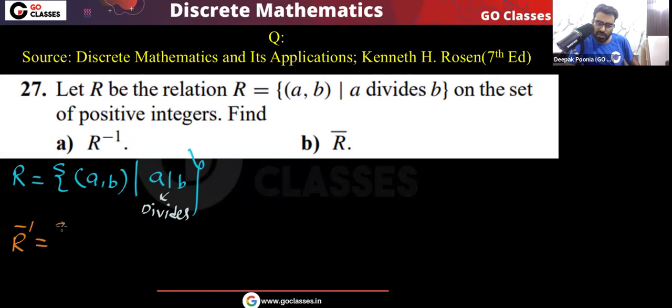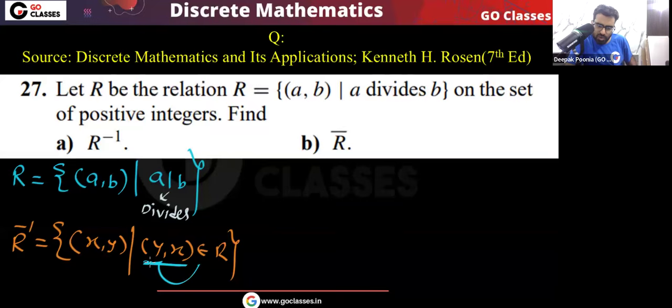Let's find R inverse. Just apply the definition of R inverse, nothing else. What is the definition of R inverse? R inverse contains ordered pair xy if yx belongs to R. Or I can say that if this ordered pair yx belongs to R, then xy will belong to R inverse. Now tell me what is the meaning of ordered pair yx belongs to R. You can see ordered pair AB belongs to R, it means A divides B, means first element divides second element.